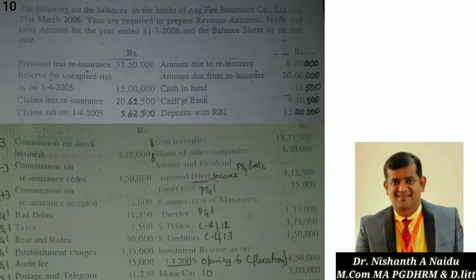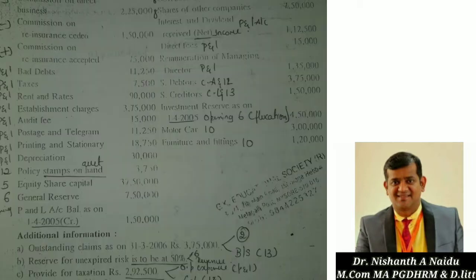Then we have taxes 7,500. Rent and rates 90,000 rupees. Establishment charges 3,75,000. Audit fees 15,000 rupees. Postage and telegram 11,250 rupees. Printing and stationery 18,750. Depreciation 30,000 rupees. Policy stamps on hand 3,750.